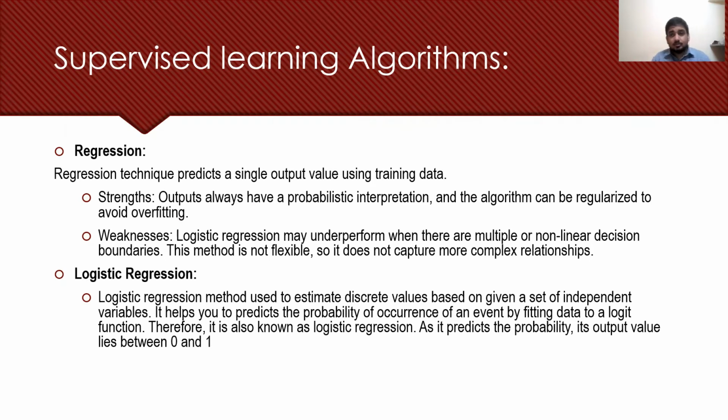Now, logistic regression. What is logistic regression? Logistic regression is a method used to estimate discrete values based on a given set of independent variables. It's like predicting zeros and ones. It helps you to predict the probability of occurrence of an event by fitting data to a logistic function. So it predicts 0 and 1. If there is some data which is just zeros and ones, and you feed that to machines, like spam, let's say for example, there are some emails which are spam, and there are some emails which are not spam.